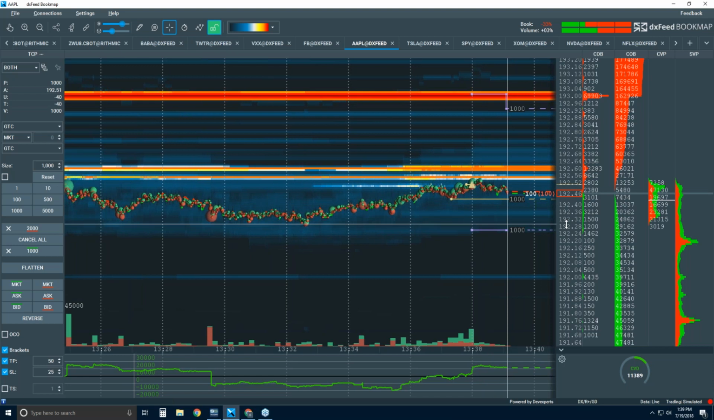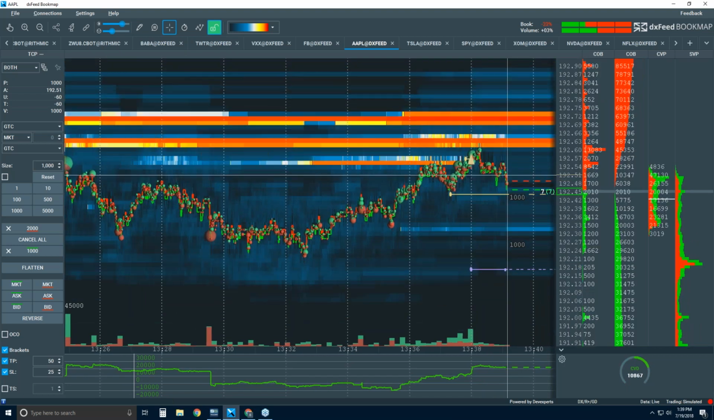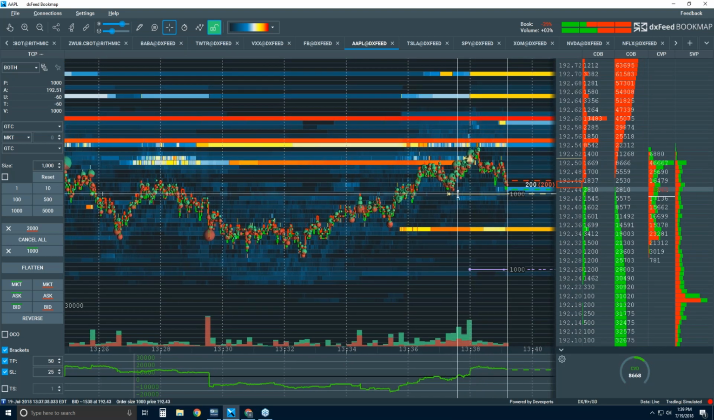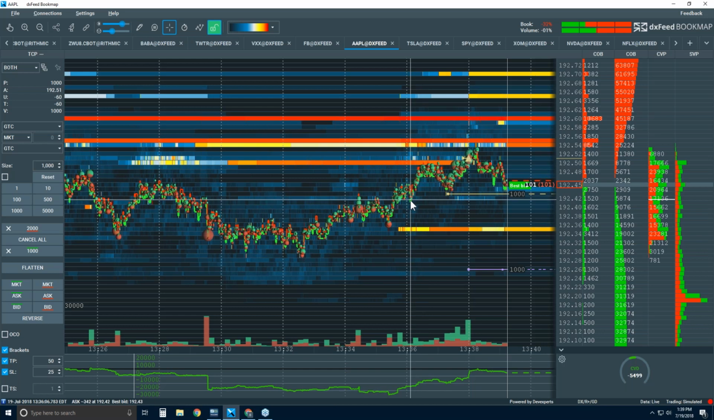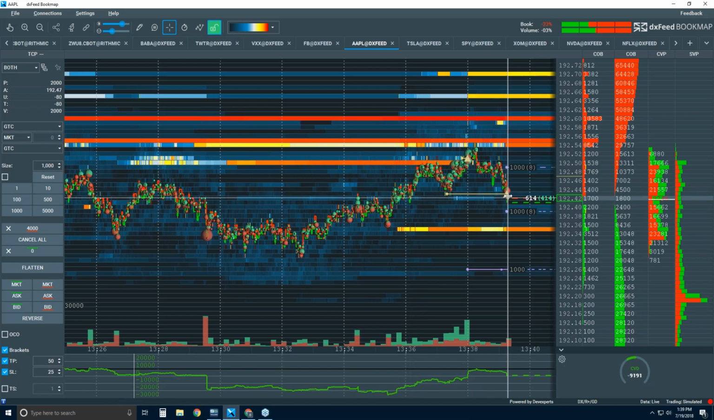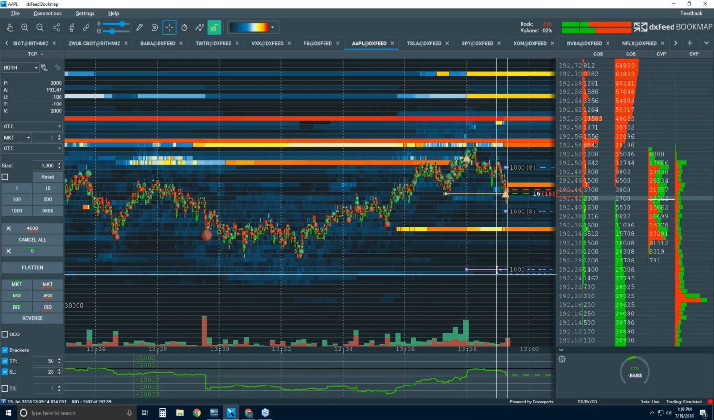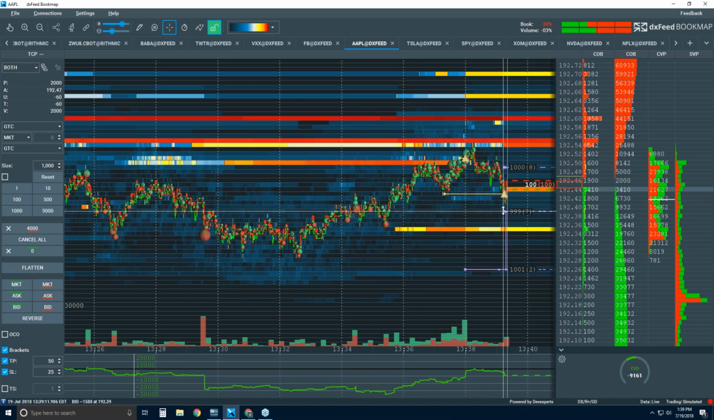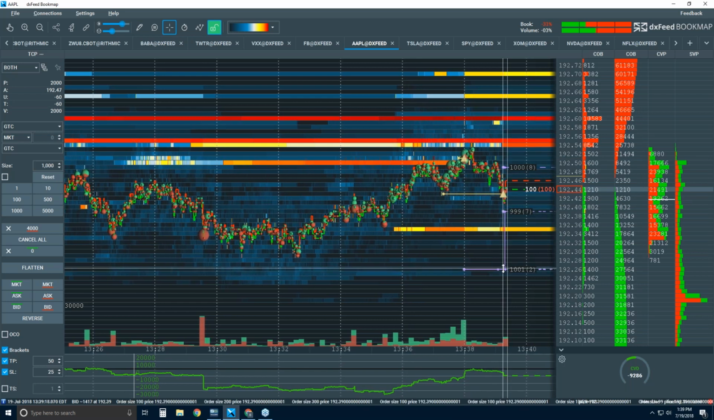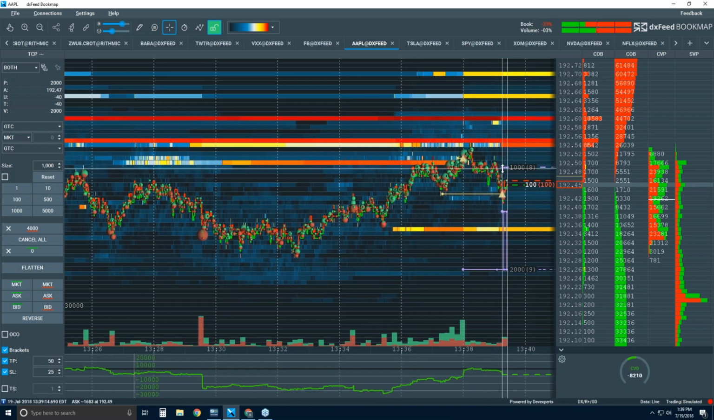Okay. And let's see here. So just in case, I'm going to keep this. I might get filled here on this pullback. There I go. Okay, I'm filled. Okay, and I'm going to do the same thing. I'm going to move, whoops, I'm going to move all of these to the same location.